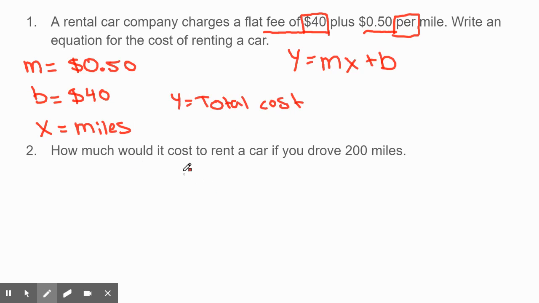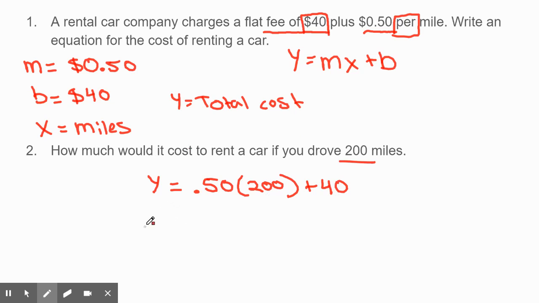Part 2 down here says, how much would it cost to rent a car if you drove 200 miles? Well, my equation is going to be y, the total cost, which we do not have, equals m, which is 50 cents, times x, which is how many miles we would drive. Here it says we drove 200 miles. So 50 cents times 200 plus b, or plus the $40 that it costs to rent the car no matter what. So y equals 50 cents times 200 plus 40.